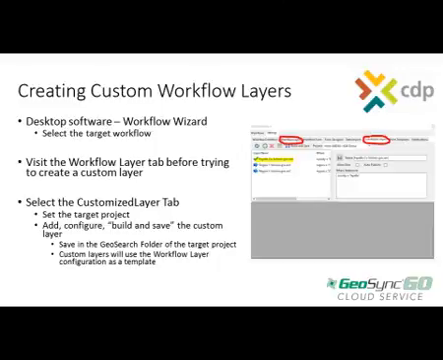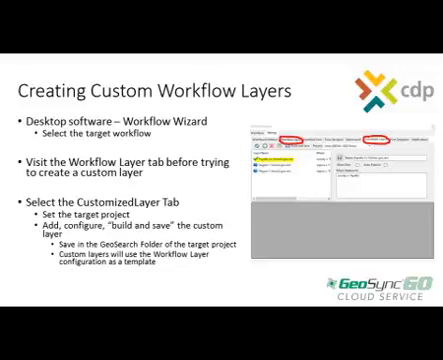Creating a custom workflow layer is pretty simple. These are the basic steps that you would go through from the desktop software. You're going to open up the workflow wizard. You're going to select the target workflow, the workflow you're focused on. In our case this morning, we're going to look at the public schools workflow. Then you're going to visit the workflow layer tab, and the reason you do that is you need to make sure the workflow wizard is set to the proper master layer, whether that's either a feature or inspection layer.